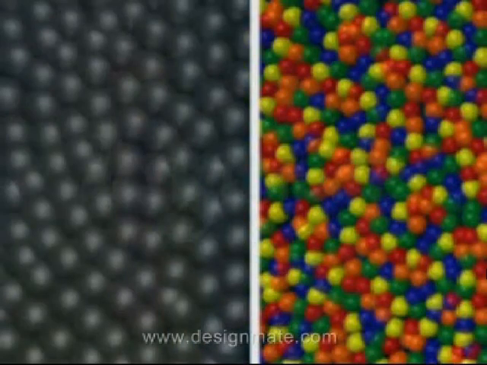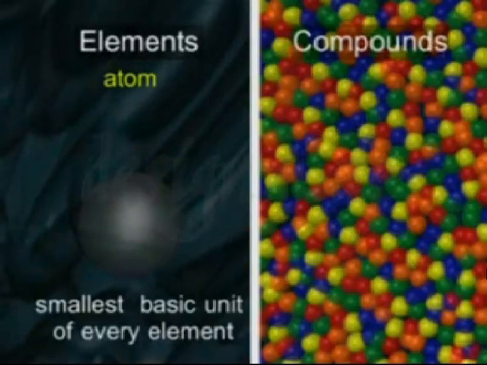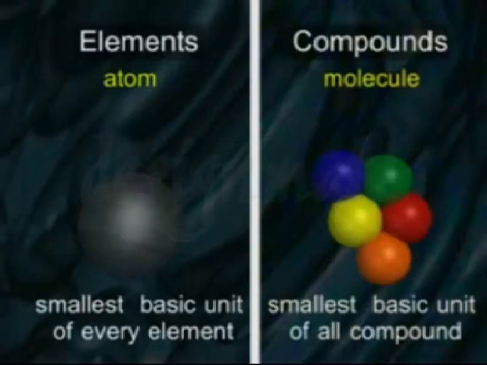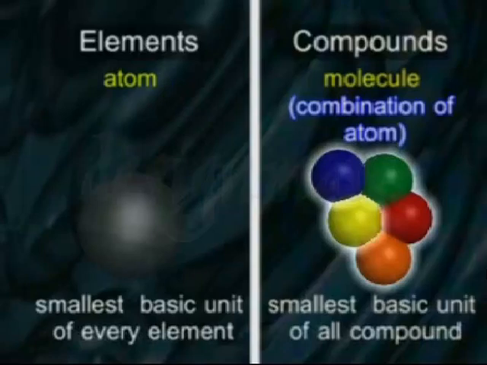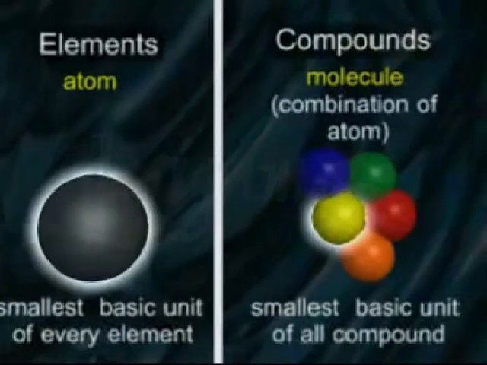You know that all substances are made of elements or compounds. The atom is the smallest basic unit of every element, and the molecule is the smallest basic unit of all compounds. But a molecule is made up of a combination of atoms. So we can say that the basic unit of all substances is the atom.